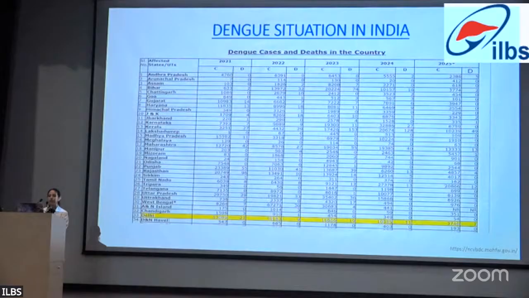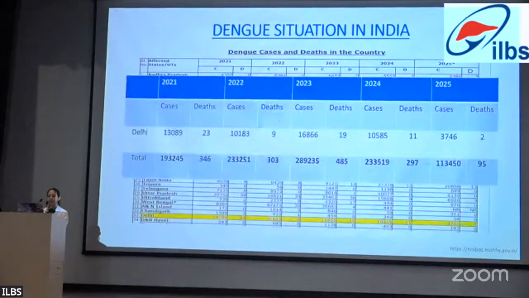In India, the dengue situation has become endemic in several states despite differing patterns throughout the past few years. In 2021, there were 193,245 cases with 346 deaths. In 2022, there was an increase in the number of cases to 233,000, although the number of deaths declined to 303. Furthermore, in 2023, there were 485 fatalities and 289,000 cases. As of 2025, there were 113,000 cases with 95 deaths reported.